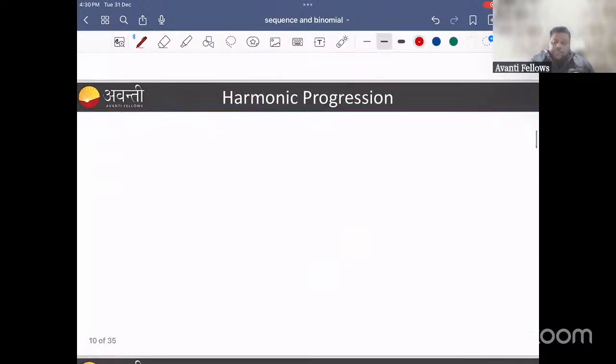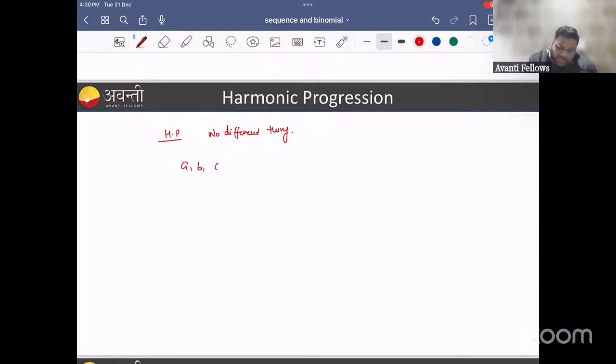Now harmonic progression. This harmonic progression is no different. We are not going to remember any formula for this. Even there is no formula. Simply one thing you have to do.